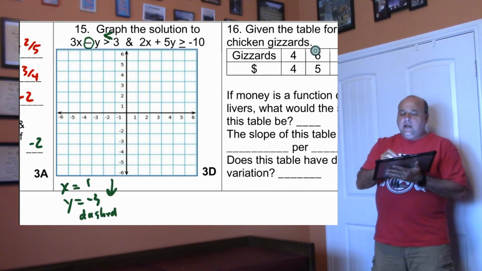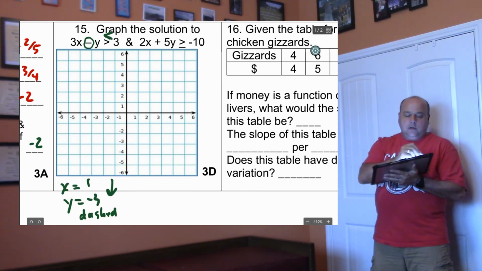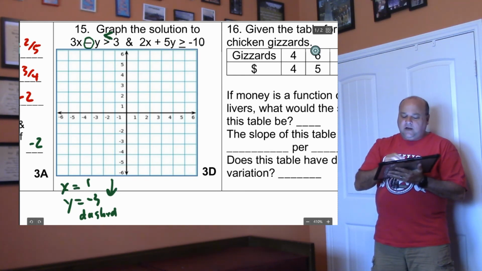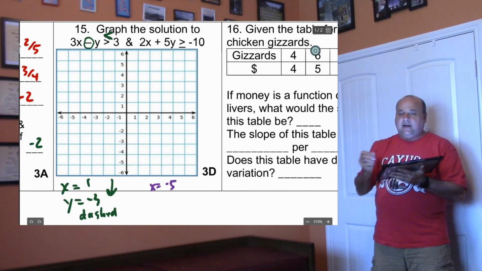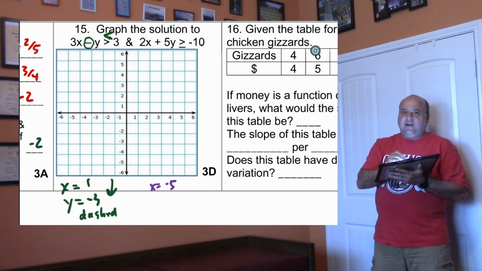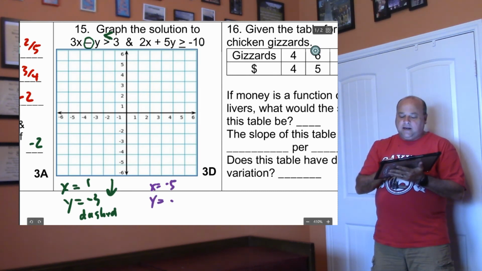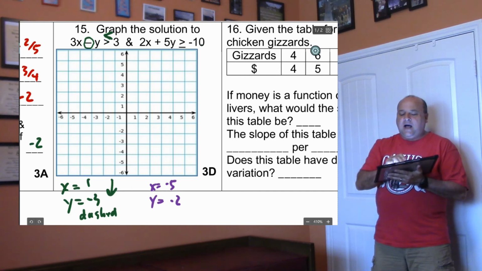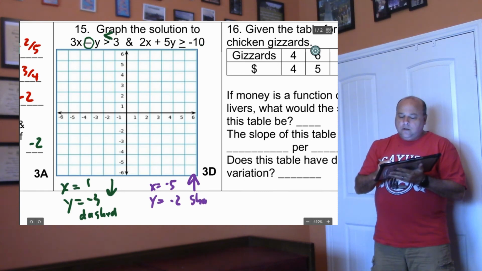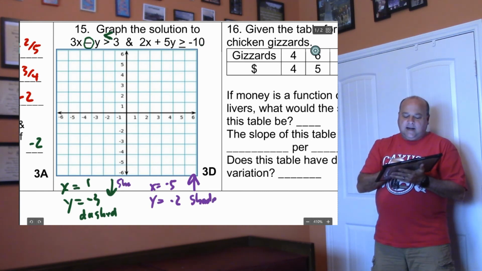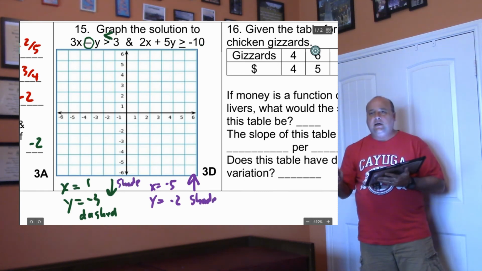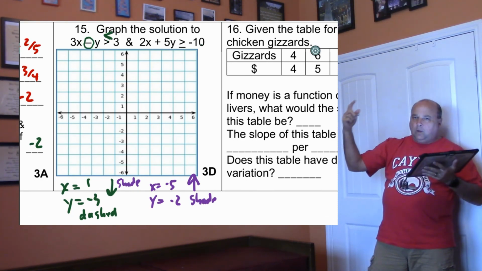Let's go to this one. Negative 10 divided by 2. And I'll do it in a different color. Negative 10 divided by 2, your x-intercept's going to be negative 5. Negative 10 divided by 5, your y-intercept's going to be negative 2. The y is positive, so you're going to keep the greater than. You will shade up. Okay, so on this one, you'll shade down. On the other one, you'll shade up. Make sure you can follow along with that.